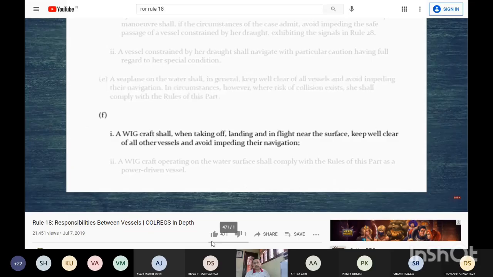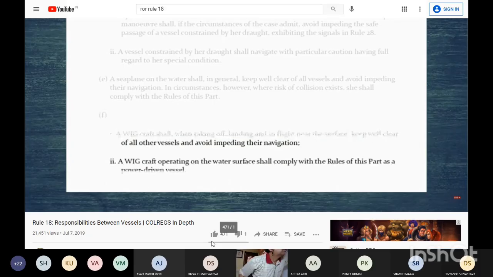F says a wing-in-ground craft taking off, landing or in flight needs to keep well clear of all other vessels. This is kind of obvious because a wing-in-ground craft would be travelling at incredible speed and other vessels wouldn't be able to react in time. However, when it's only operating on the water's surface, it needs to comply with the rules of this part as a power-driven vessel. Again, it's a vessel propelled by machinery, so that makes complete sense.